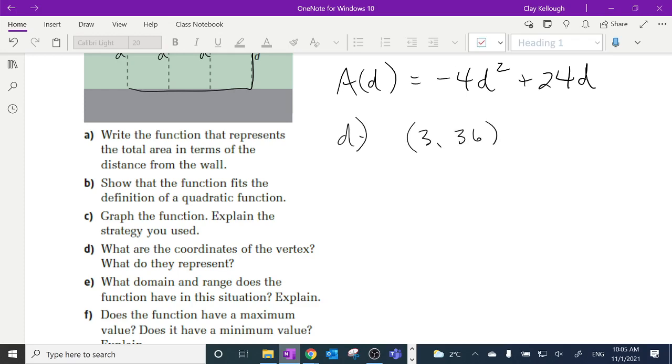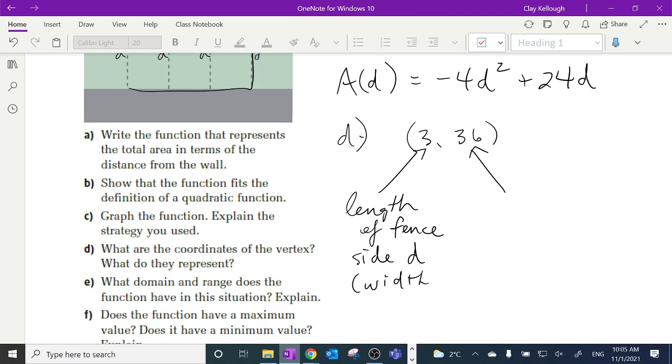And what do those things represent? So what does the 3 mean and what does the 36 mean? 3 is the length of fence side D, otherwise known as the width. And 36 is the maximum area resulting from D.